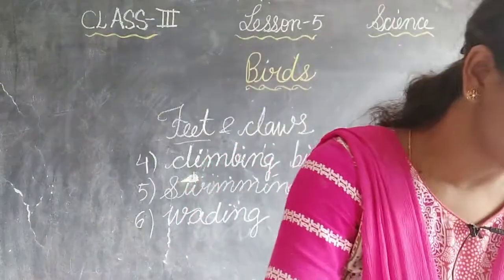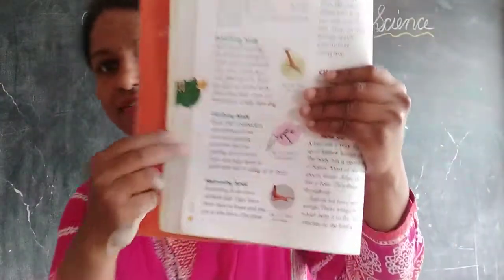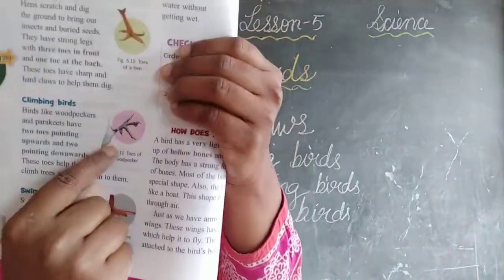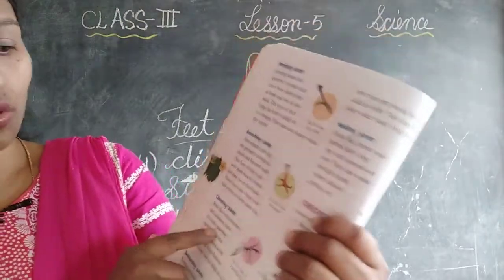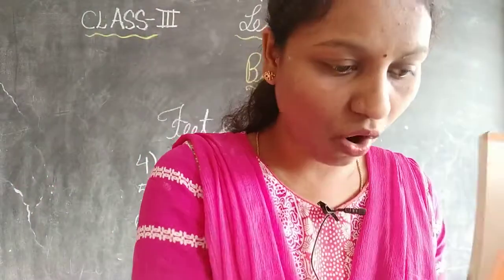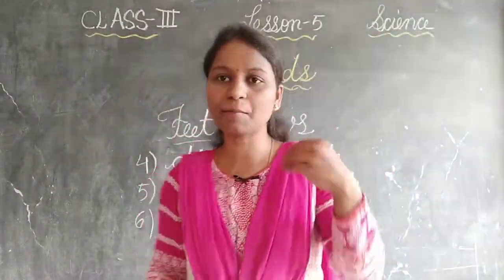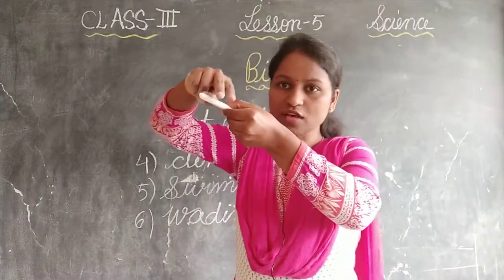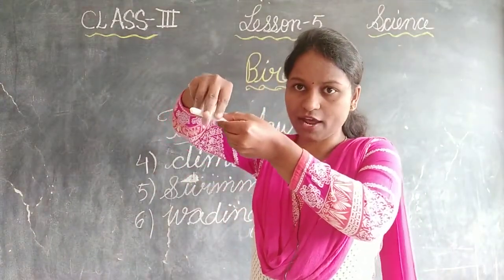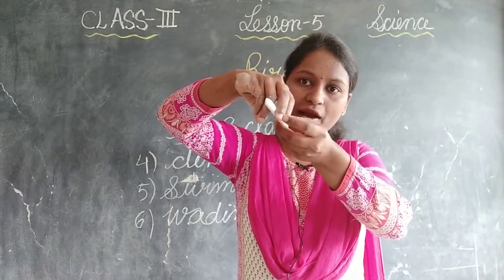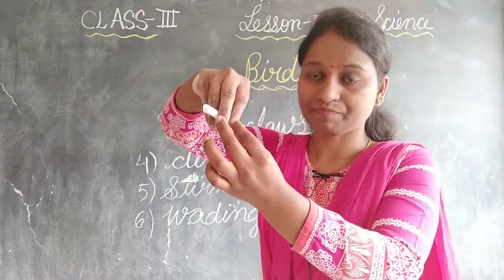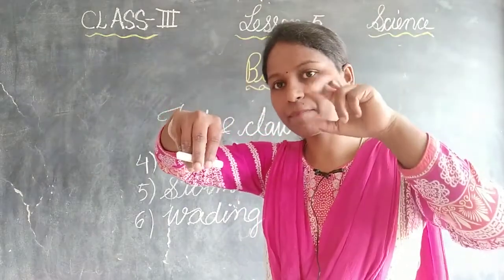If you look, the climbing birds have the 2 toes of a woodpecker. How can you see it, children? The toes of a woodpecker: 2 toes are pointing upward and 2 toes are pointing backward, so that they can climb the tree.